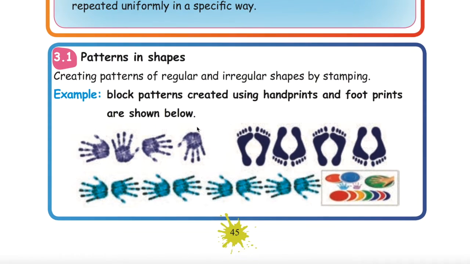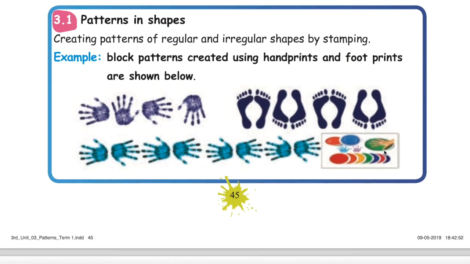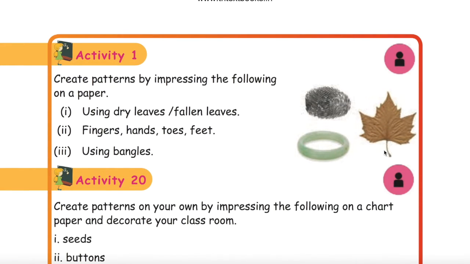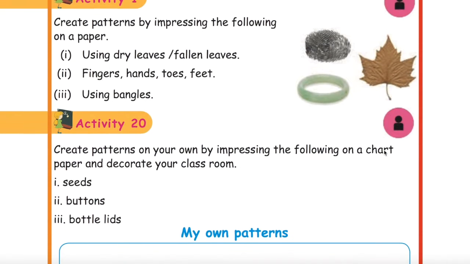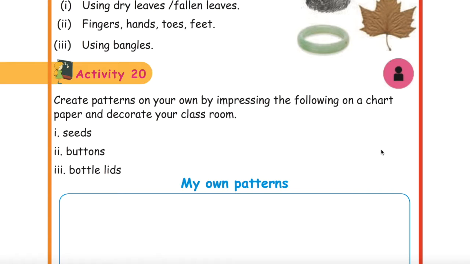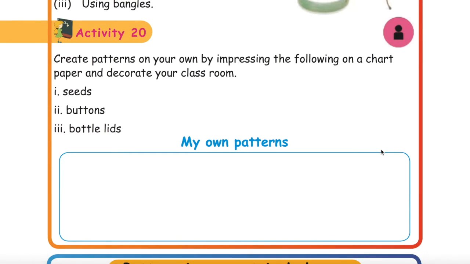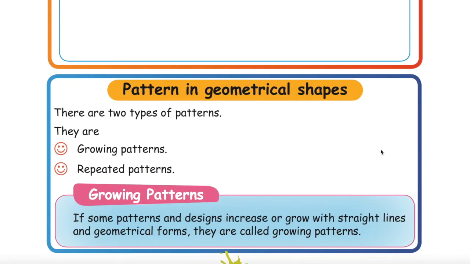Patterns in shapes: creating patterns of regular and irregular shapes by stamping. For example, block patterns created using handprints and footprints are as shown, like this, like this and like this. Create patterns by impressing the following on paper using dry or fallen leaves, fingers, hands, paws, feet, using bangles. Create patterns on your page using seeds, buttons, bottle lids.